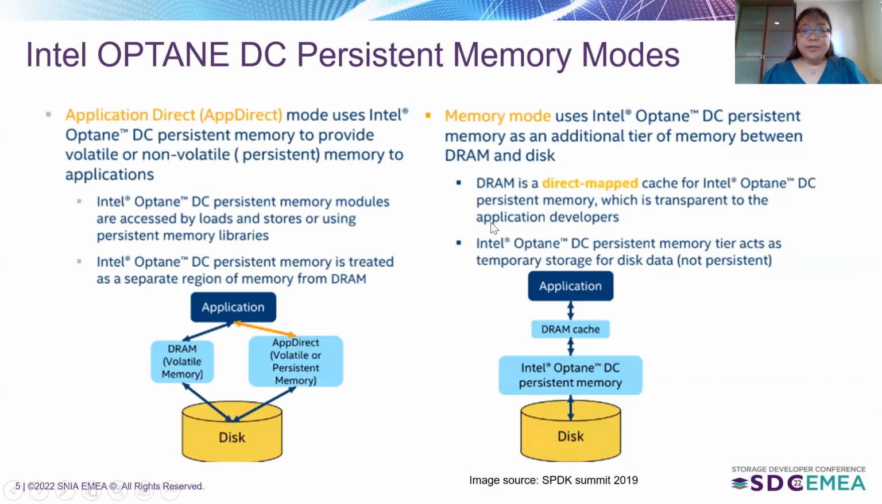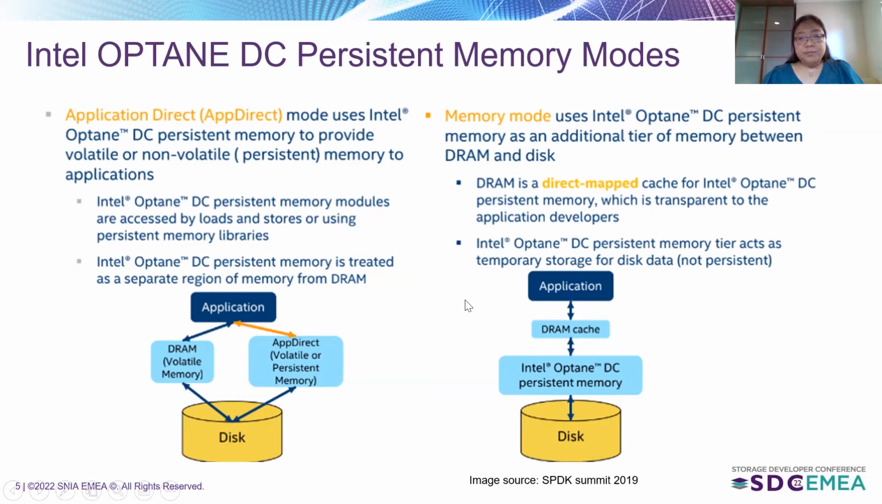The Intel Optane persistent memory has two usage models. The first one is the App Direct mode. In this usage model, the persistent memory can be accessed by load and store or using the persistent memory library. So it can be volatile or non-volatile. And in this case, another usage is that you can treat the persistent memory as DRAM. It is treated as a separate region of memory from DRAM.